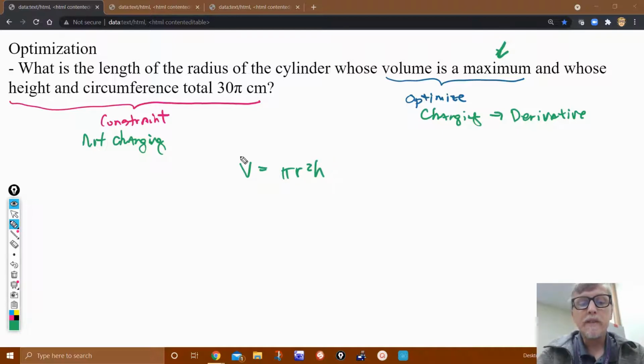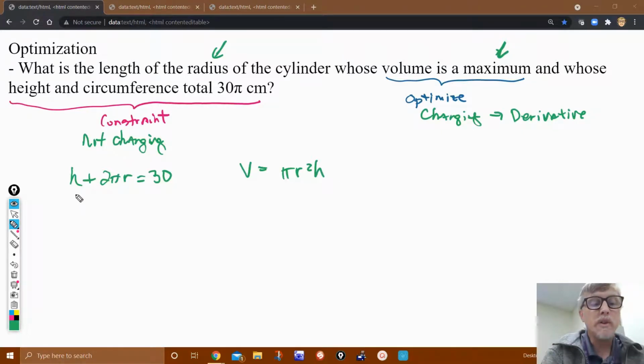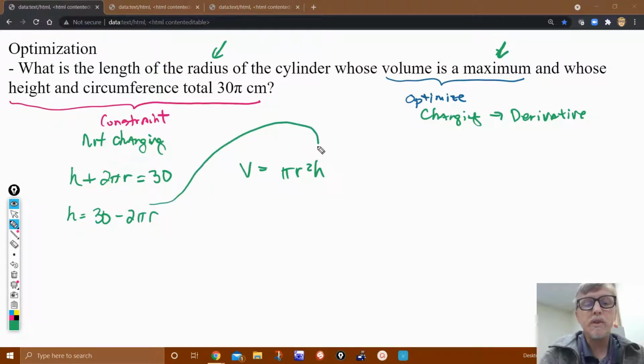And this is going to be our changing thing that we're going to try to find a maximum of. But the height and circumference of the base, the circumference is 2 pi times the radius, is 30. This is not going to change, right? So we're going to use this equation to simplify this one. And we're looking for the radius. So what we'd like to do is get rid of the h, to substitute h. So I'm going to use this equation that's not changing and solve it for h, and then substitute that into this equation.